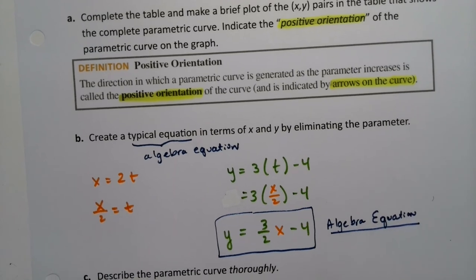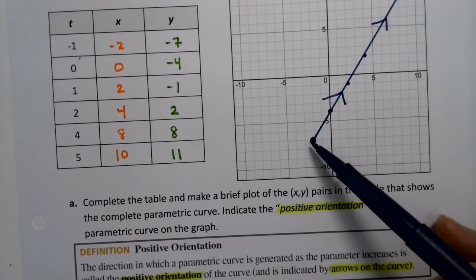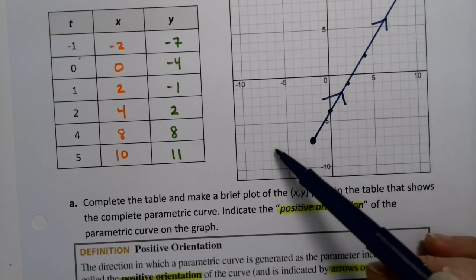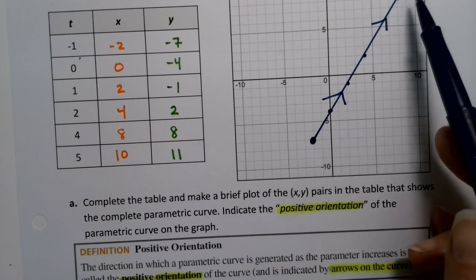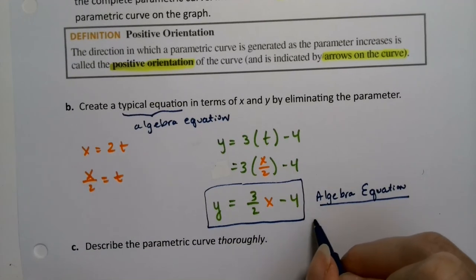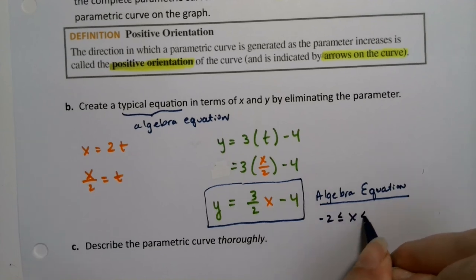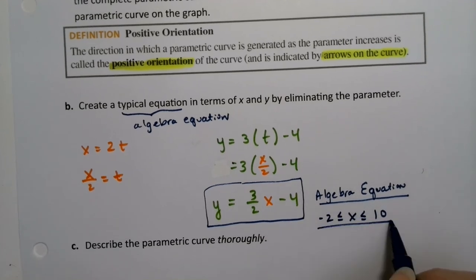However, there are a couple other things we would want to put. It's an algebra equation, however, it's restricted. We're not going forever, so there are no arrows on this. So we actually want to restrict our domain from -2 for x until 10 for x. So we would say -2 is less than or equal to x, which is less than or equal to 10. That would be part of this.